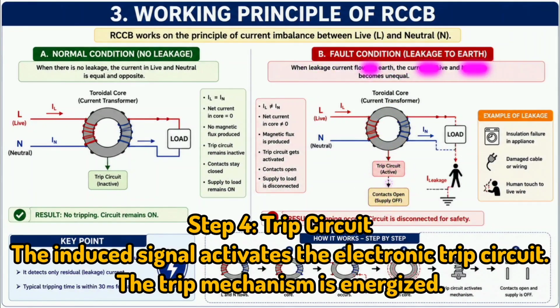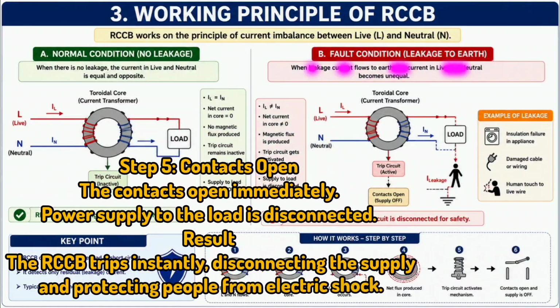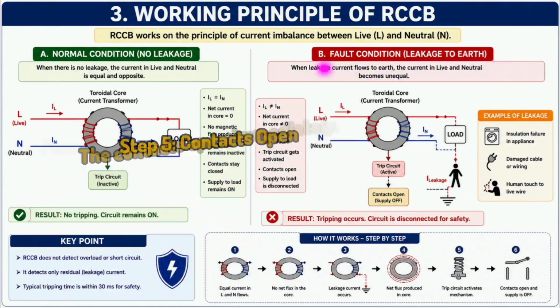Step 4. Trip circuit. The induced signal activates the electronic trip circuit. The trip mechanism is energized. Step 5. Contacts open. The contacts open immediately. Power supply to the load is disconnected. Result: the RCCB trips instantly, disconnecting the supply and protecting people from electric shock.